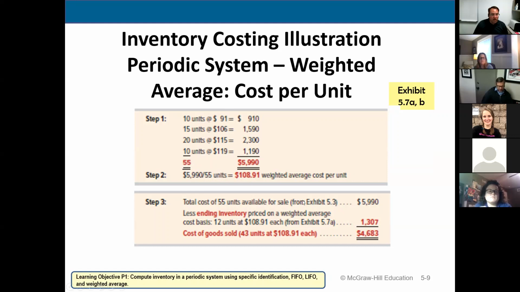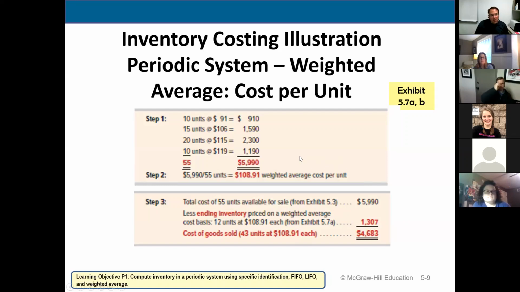And then again, at the end of the month, if we had 12 units in ending inventory, 12 units times 108.91 is 1307. And then the total cost, 5,990 minus the 1307, will give me my cost of goods sold. I could also calculate that by saying there's 43 units sold times an average cost of 108.91. So those are the three methods.